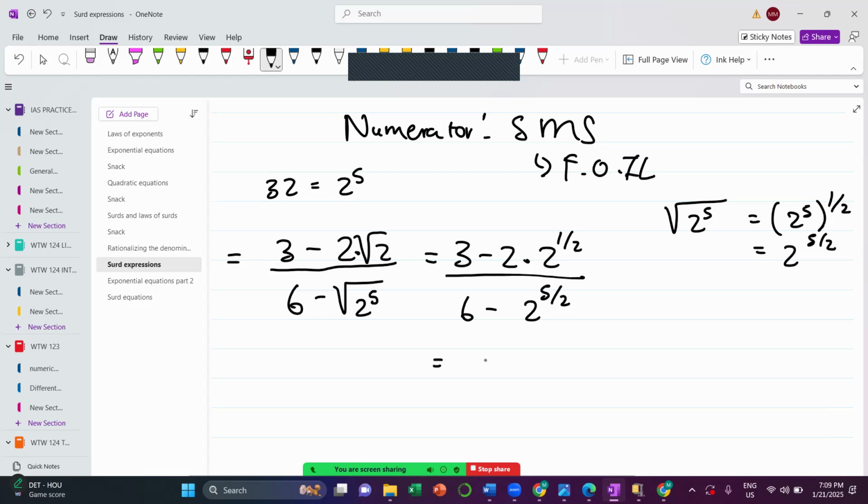So let's continue. Here I have a 3 minus, and here I'm multiplying powers, so I can just add the exponents. So it's going to be 2 to the exponent of 3 over 2 all over, what is 6? 6 is just 2 times 3, minus 2 to the exponent of 5 over 2. We are okay, right? So since we are okay, fine, let's continue.